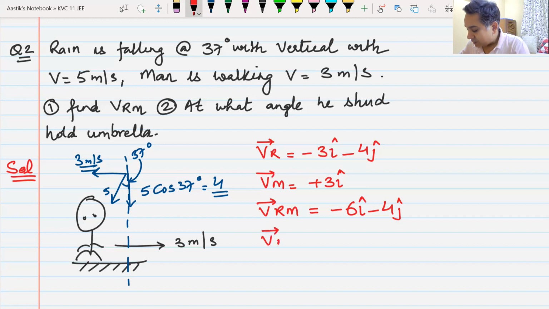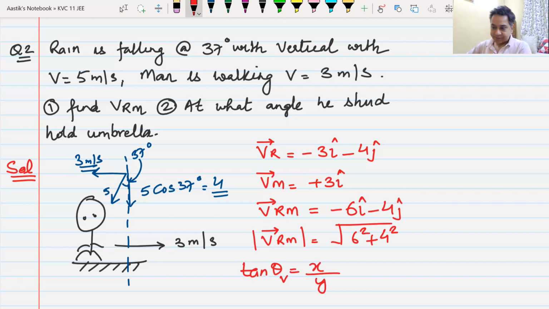I can find out the magnitude of this velocity. That was the first answer. So it will be under root of 6 square plus 4 square. To find out the angle that he has to hold his umbrella, tan theta, you have to find out, remember, with the vertical, you have to divide x by y. X here is 4, y here is 6. So the answer is tan theta will be 2/3. Do we understand this? Anyone has any doubts, please ask.